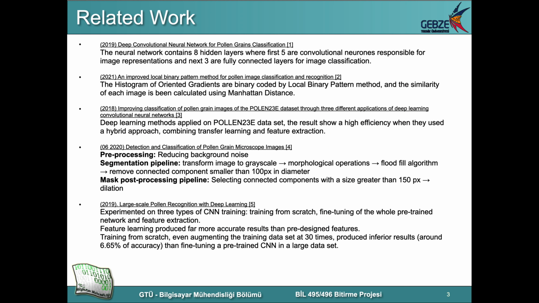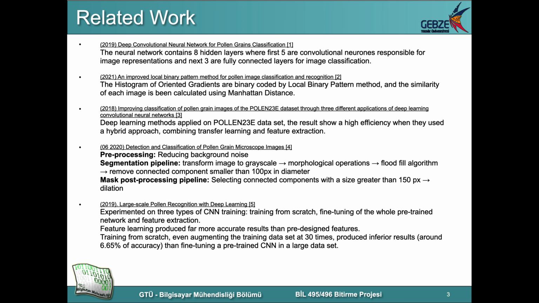Besides certification of honey production, pollen grain recognition is used to establish the location or seasonal time frame for crime scenes, and to determine agricultural practices occurring at archaeological sites. Here is some related work about pollen grain recognition.